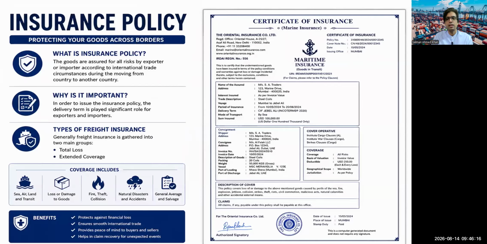Now, the insurance policy protecting your goods across the border is also very important, since we have a lot of global challenges in the form of piracy, torrential rainfall, or global warming, which is changing the weather conditions and raising the sea levels. So the goods are insured against all risks by the exporter or importer according to the international trade circumstances while moving the goods from one country to another. So it is important to issue the insurance policy.